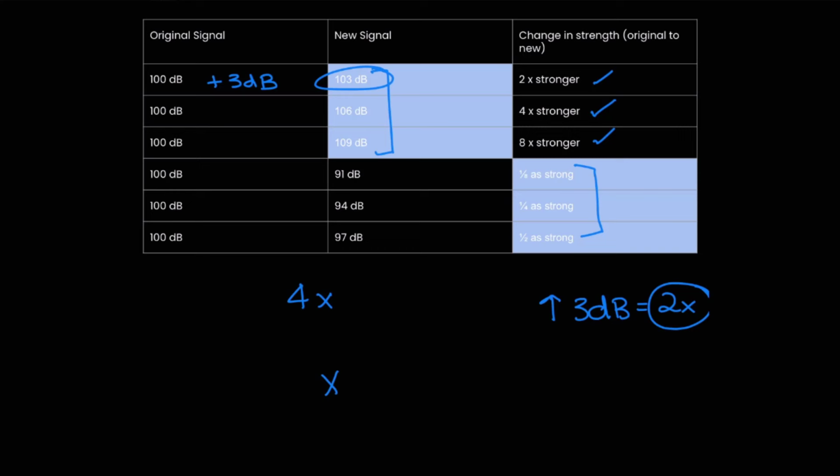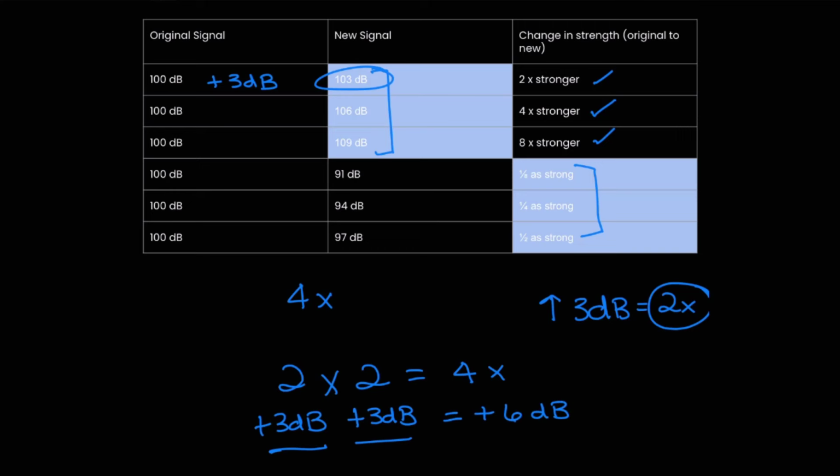Using our 3 decibels and knowing that that creates a factor of 2, we can easily take 2 times 2 to figure out that we will see an increase in 4 times when we take 2 multiplied by 2. Each of these doublings means that there has been a 3 decibel increase. So one doubling, 3 decibel increase. The second doubling, another 3 decibel increase. We then will add our decibels together to show that a positive 6 decibel change will result in a wave that is 4 times stronger. So we will add 6 decibels to the 100 to get the new signal.